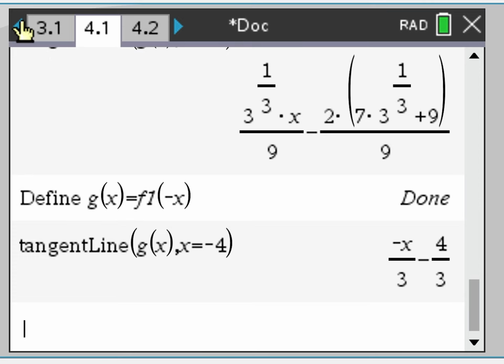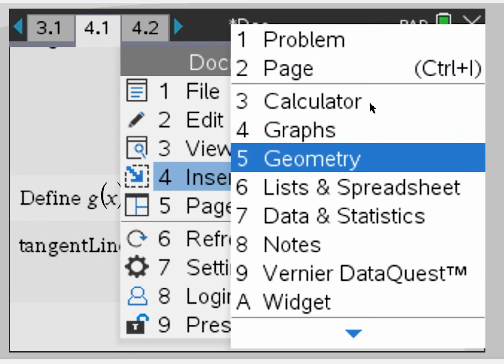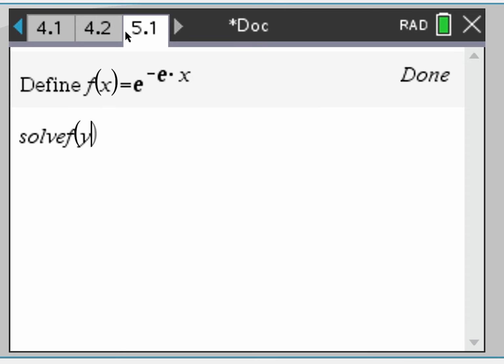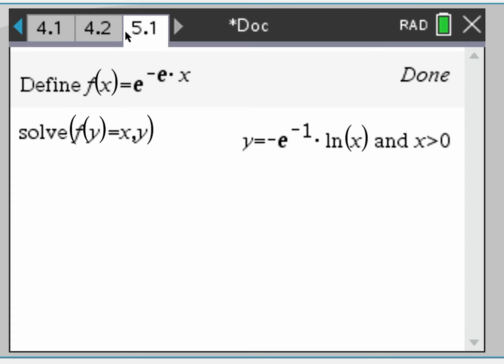Okay, so let's do this on CAS. Let us first insert a new problem, and let us define f of x. So define f of x equals e to the power of negative e times x. I believe that's it. Okay, cool. And we will find the inverse of that. So solve f of y equals x, comma y. So this is the inverse.